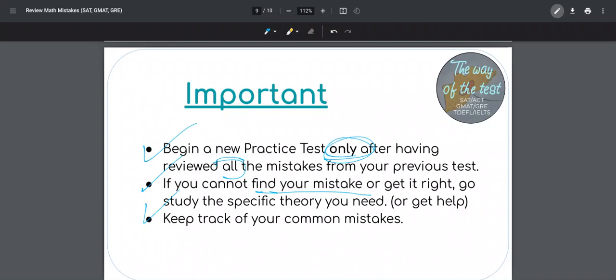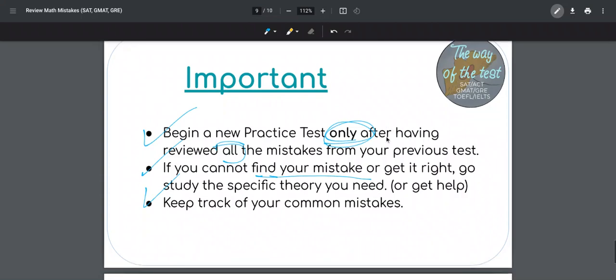Okay, so this is pretty much it. This is how I advise my students to review their math mistakes.